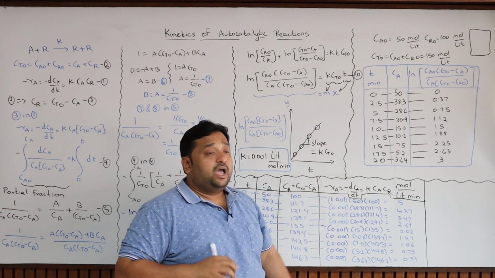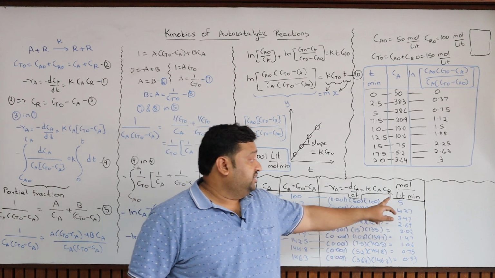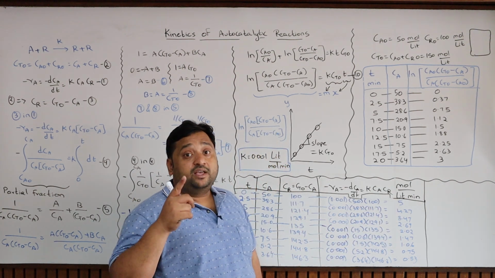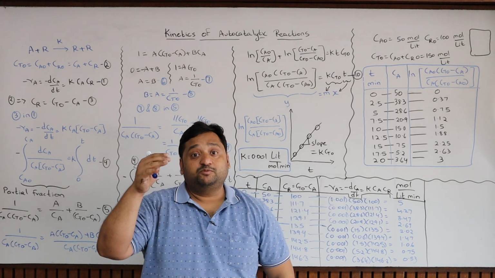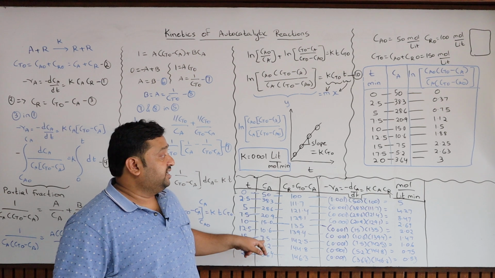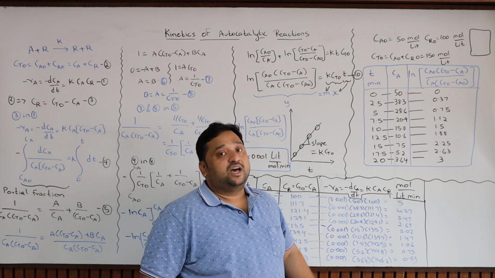The speed, you can check the speeds. Initially it is 5, then 4.2, 3.4. Even though R is forming, the speed is also decreasing. Why? Because the concentration of A is decreasing. Finally, RA equal to minus dCA by dt equals K into CA into CR.